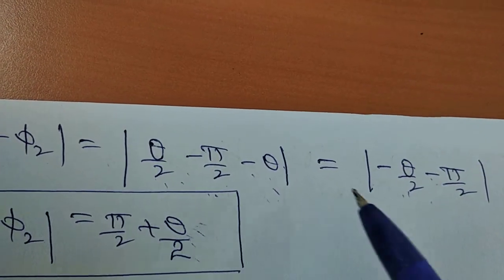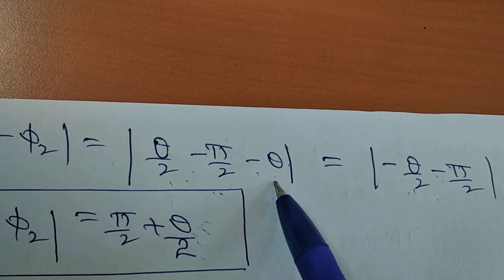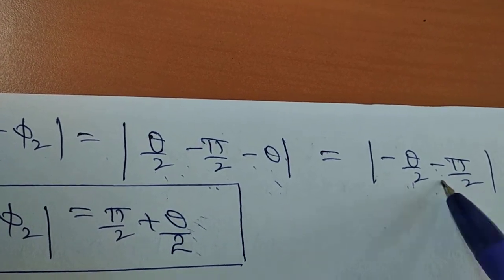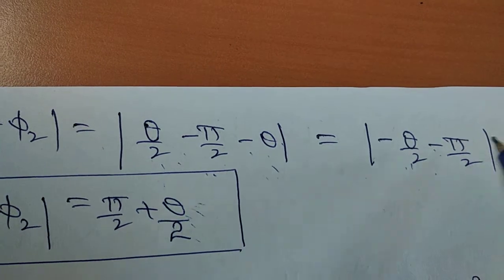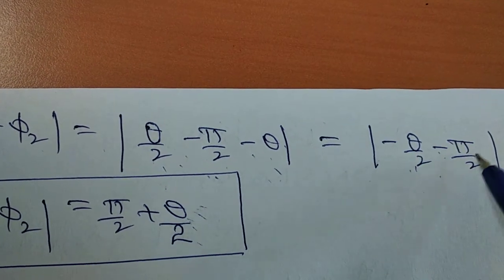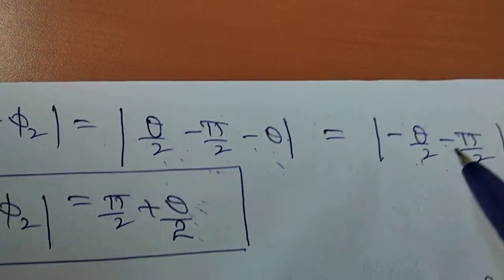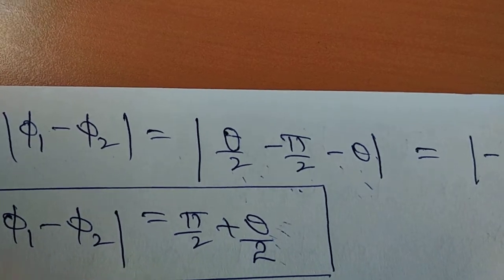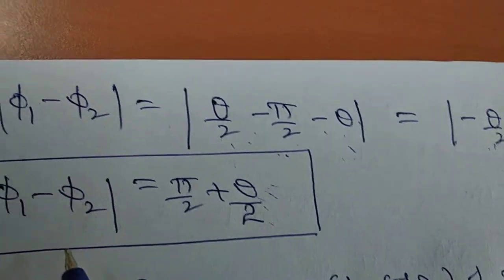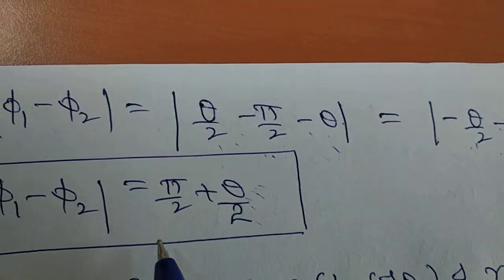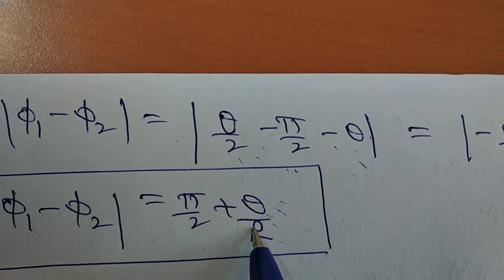So simplify here: θ/2 minus θ minus π/2, that is minus θ/2 minus π/2. Or we take the minus sign outside. So then what do we get? Minus of (π/2 plus θ/2). The modulus of minus is what? Plus. So that's why φ1 minus φ2 is equal to π/2 plus θ/2.